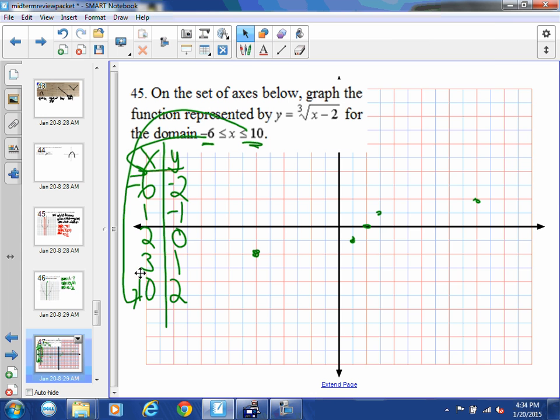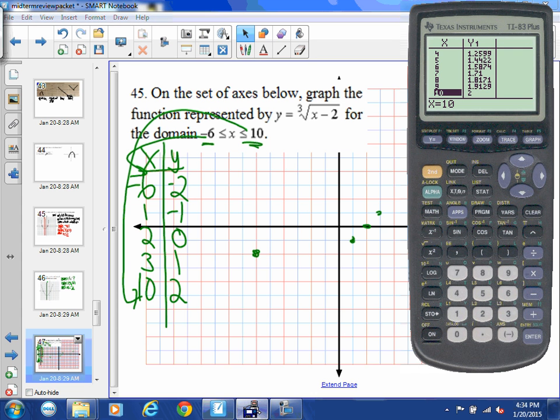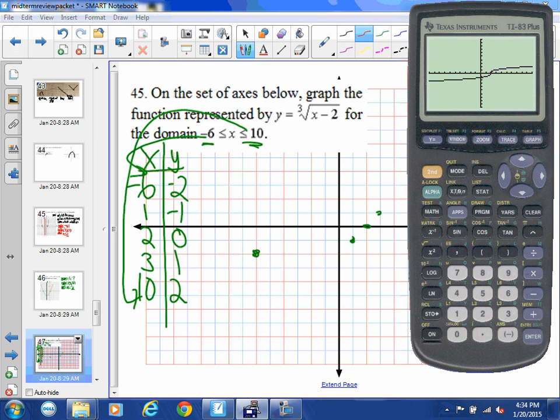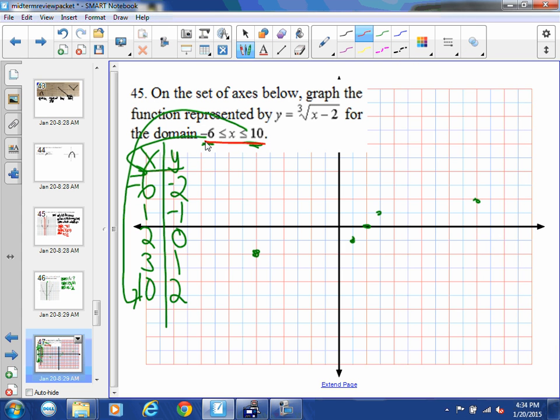To see what the picture looks like, I can go back to my calculator and look at my graph, and I see what it's going to look like. So that's what I want my graph to look like. It's kind of like an S. Being how there's a domain, do not take arrows. You just connect these points. No arrows, don't go past them. That's it. Beautiful.